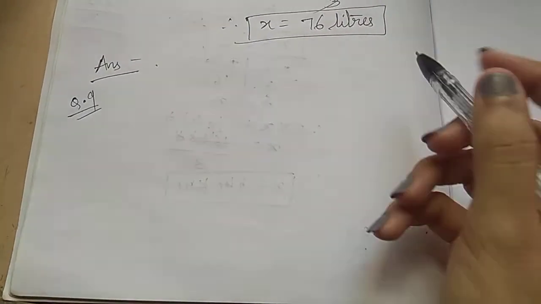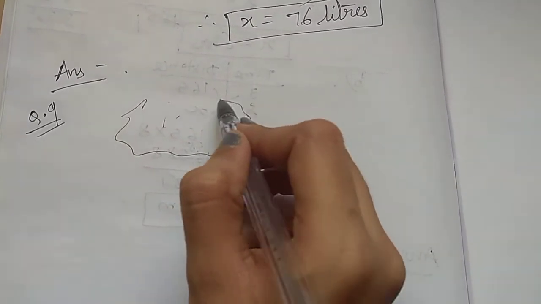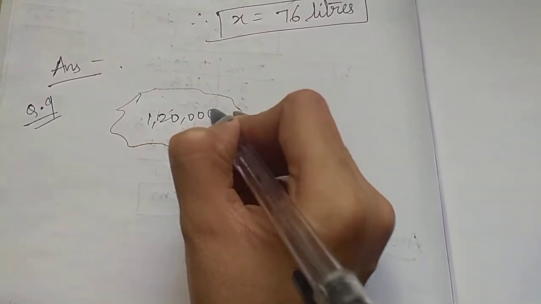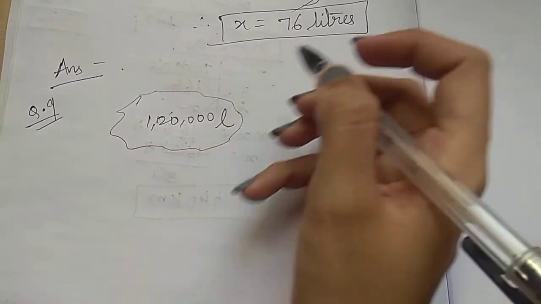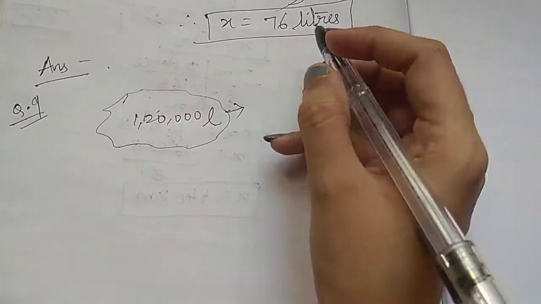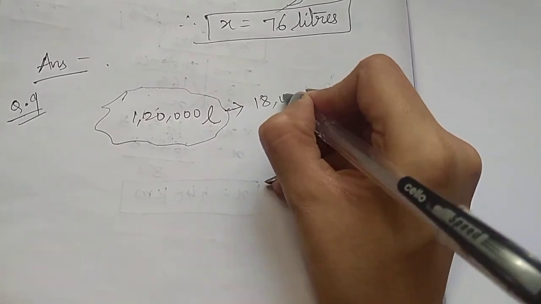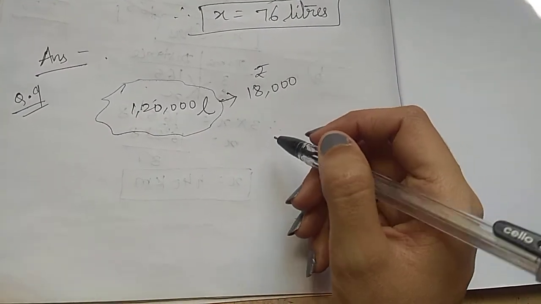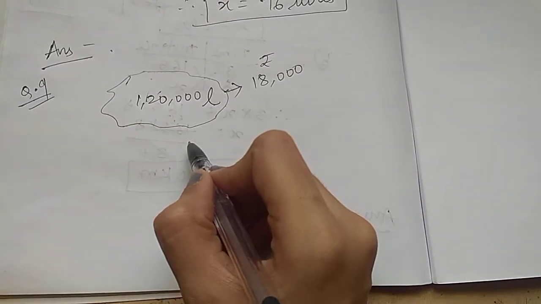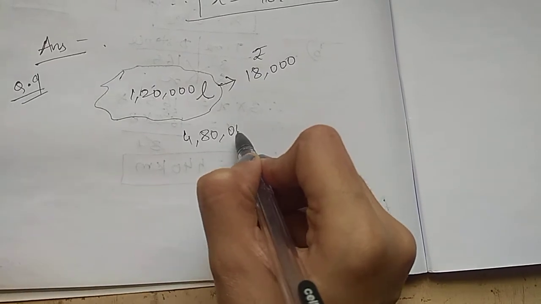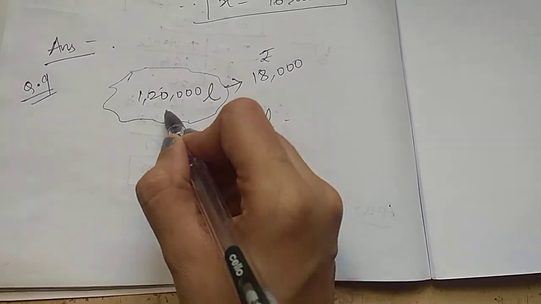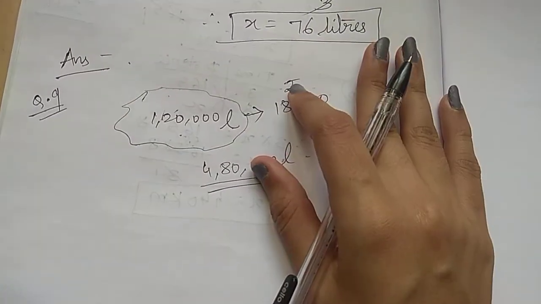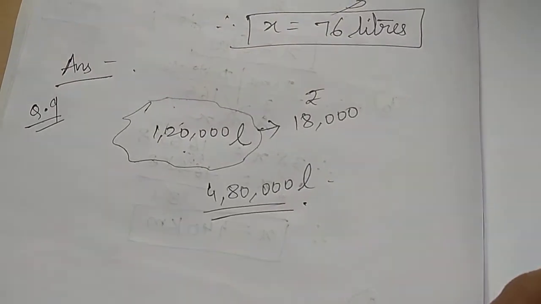Let me show you diagrammatically. So this is a pond, and in this pond 1,20,000 liters of water can be stored, or it can hold 1,20,000 liters of water. To make such a pond, 18,000 rupees is the expense. Okay. Now we have 4,80,000 liters of water. So how many ponds will be required? 1 pond, 2 ponds, 3 ponds. We have to find that, and what will be the costing. Okay.